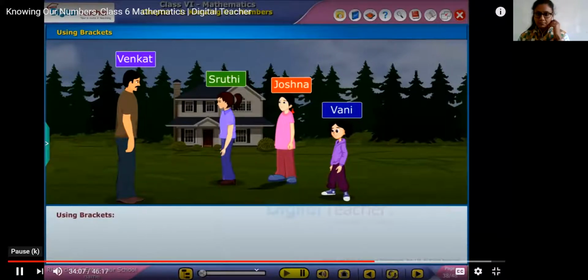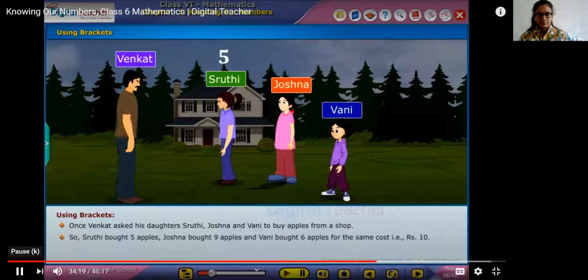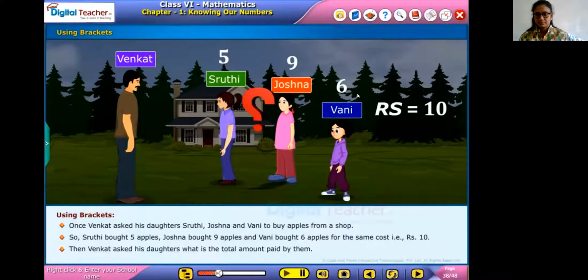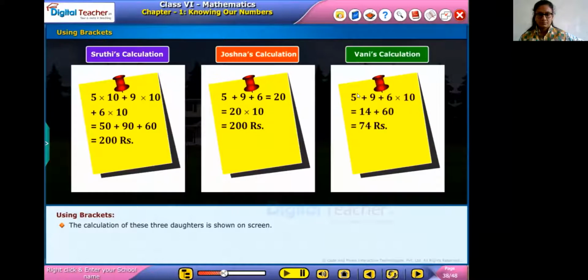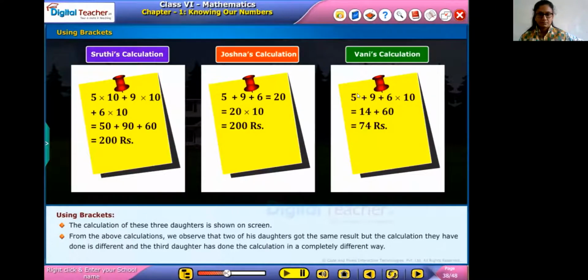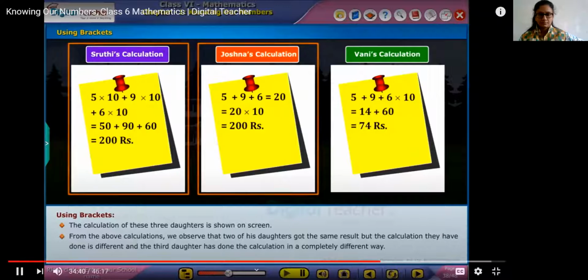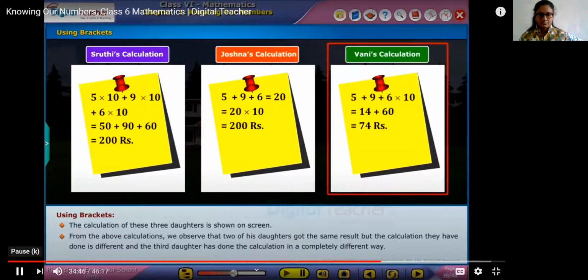Now, we shall know about the usage of braces. Once Venkat asked his daughters Shruti, Joshna and Vani to buy apples from a shop. Shruti bought 5 apples, Joshna bought 9 apples and Vani bought 6 apples for the same cost, that is rupees 10. Then Venkat asked his daughters what is the total amount paid by them. The calculation of these 3 daughters is shown on screen. From the above calculations, we observe that 2 of his daughters got the same result, but the calculation they have done is different, and the third daughter has done the calculation in a completely different way.